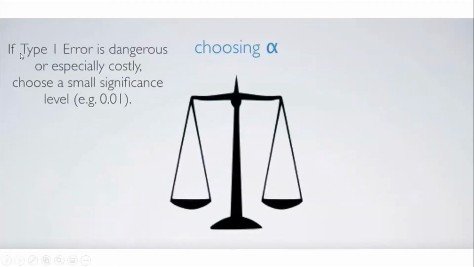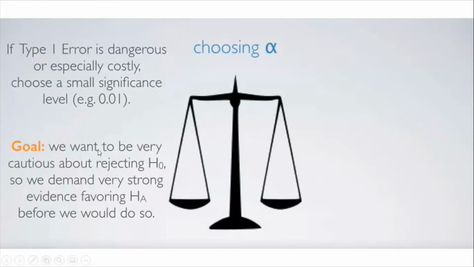So we need to carefully consider how much we set this type 1 error rate. When choosing alpha, if the type 1 error is dangerous or especially costly, choose a small significance level. If you think the type 1 error rate is really important for your study, you can increase the confidence level, or make the significance level small, like 1%, and you will have a 99% confidence interval. The goal is to be very cautious about rejecting the null hypothesis, especially when testing a really important hypothesis, something like a clinical trial.